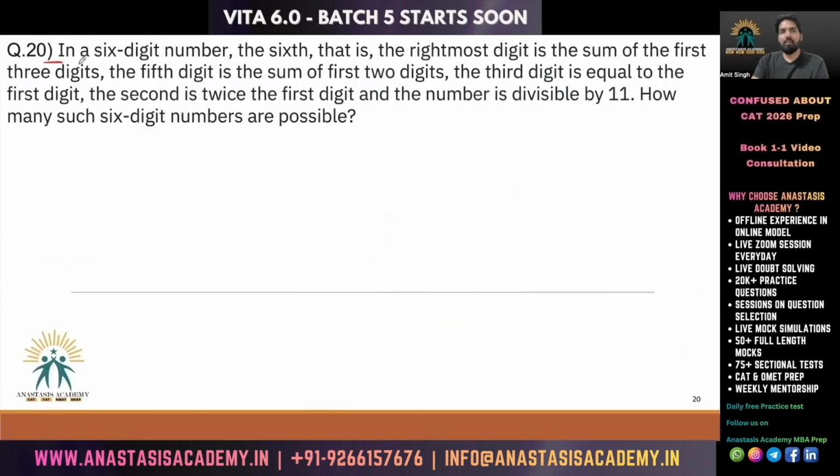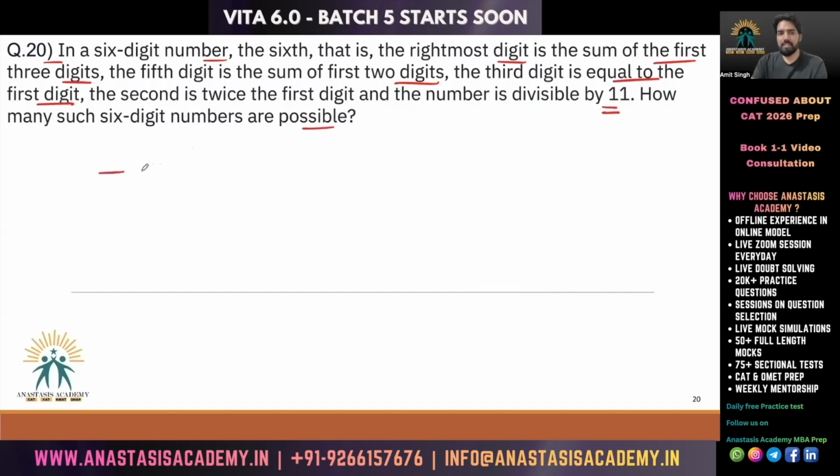Let's look at this question now. In a 6-digit number, the sixth, that is the rightmost digit, is the sum of the first 3 digits. The fifth digit is the sum of first 2 digits. The third digit is equal to the first digit. The second is twice the first digit, and the number is divisible by 11. How many such 6-digit numbers are possible?